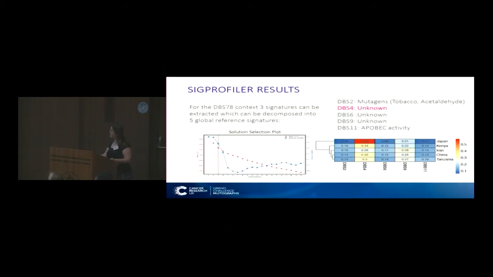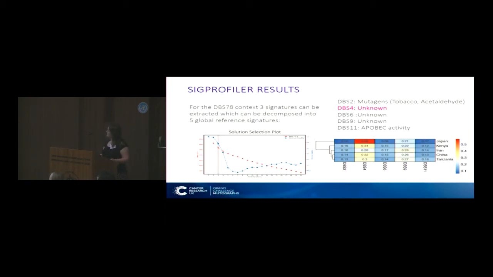So that was the single base substitution SigProfiler results. I briefly also wanted to show you the dinucleotide. Because the numbers of dinucleotide mutations are much lower, we don't get quite such a clear picture of what signatures are there, but in the current results, we can see 3 signatures are extracted, which then get decomposed into 5 global reference signatures. And just briefly, we find dinucleotide signature 2, which is linked to various mutagens, DBS 4, 6, and 9, which have unknown etiology, and DBS 11, which we would really expect to see is associated with APOBEC activity.